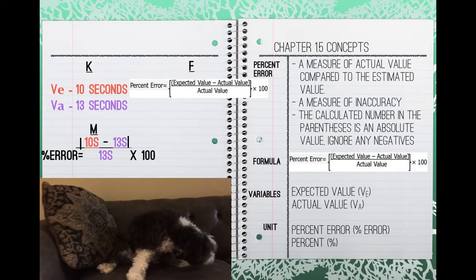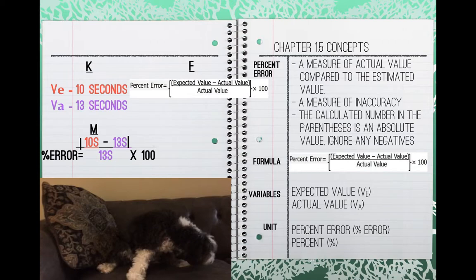And so you can see these are color-coded. My VE, my value expected, was 10 seconds. That's how long I thought she'd be able to hold the treat on her nose. But I was wrong. Her value actual was 13 seconds. Alright, now you have that on top and on bottom, like the formula says.